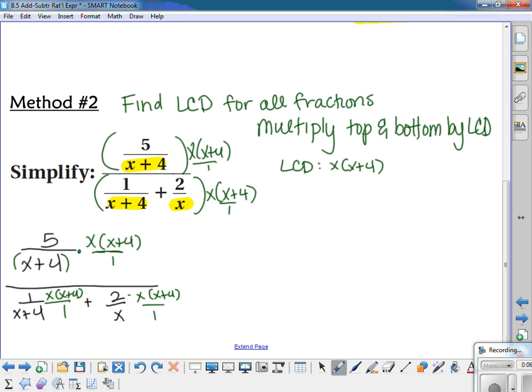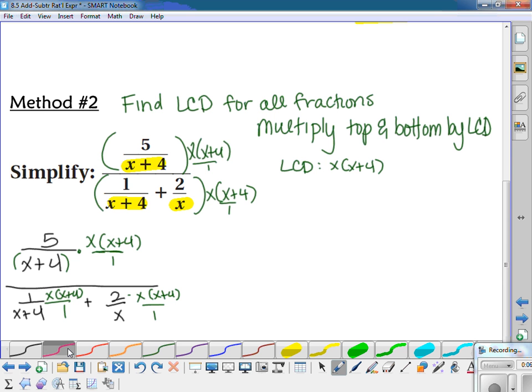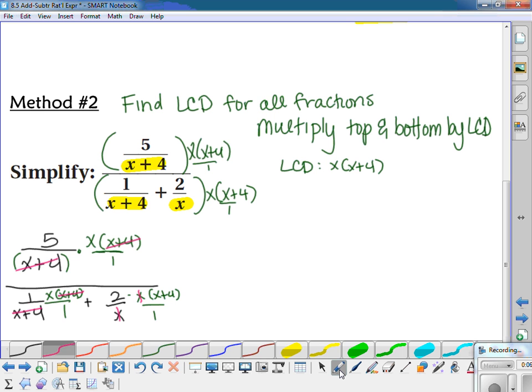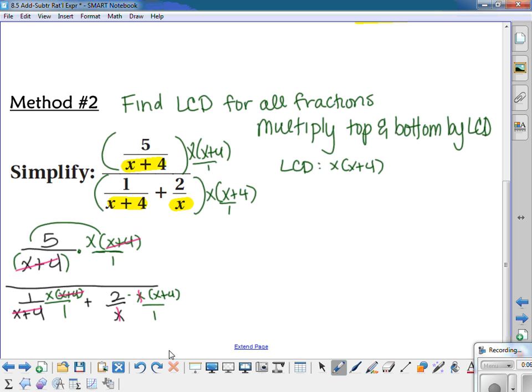And now when I cancel stuff out, I've done my fraction busting. The fractions are gone on the top and the fractions are gone on the bottom. So here the x plus 4's cancel out. And the x plus 4's cancel out down here. And x's cancel out on that last part. So now I just have to distribute. Or, you know, basically write what's left. So on top, all I have left is what?